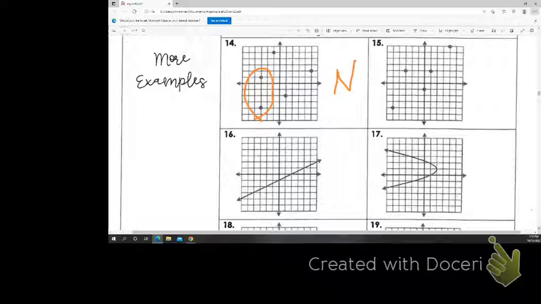15, as I move across, no points directly above one another. Yes, it is a function. There's no vertical line that goes through more than one of those points. 16, also yes, it's a function. 17, oh, no, it's not a function. Lots of places, right? I could look at this place or this place. There are lots of points on top of each other. If I drew a vertical line, it's cutting through this guy twice, not just once. So that's a no, not a function.